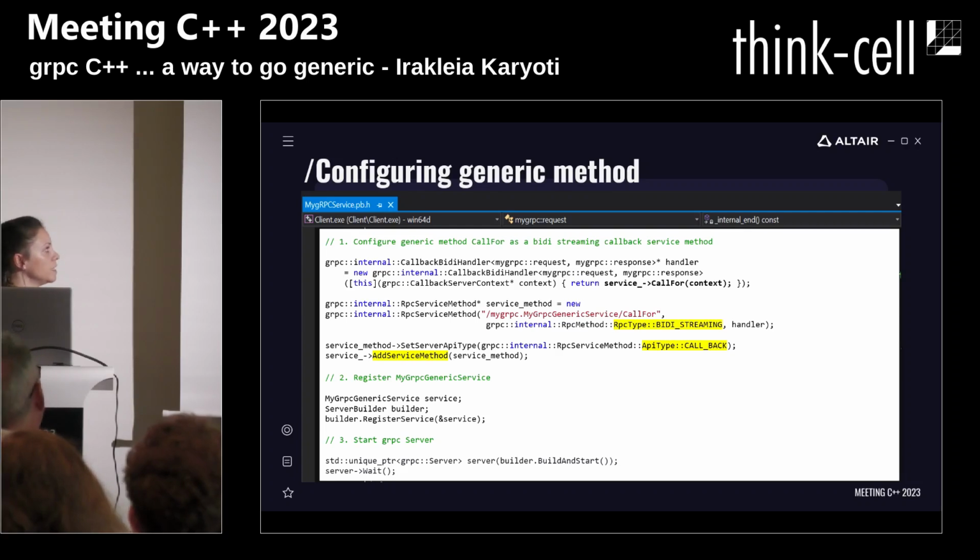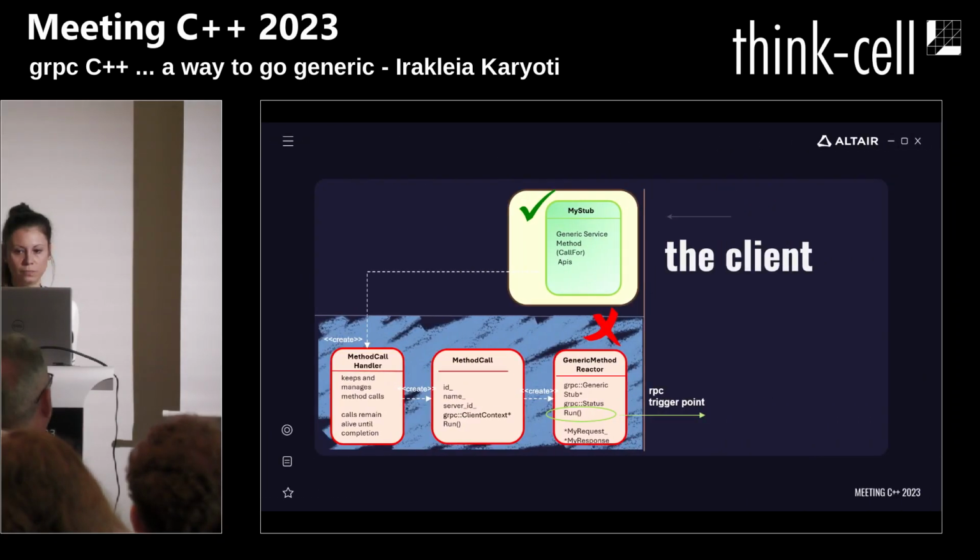Then we registered my gRPC generic service. This is the common gRPC approach through a server builder of gRPC, and we start the server the gRPC way through the builder using build and start. And next, on the client side, what we're going to expose is a stub that will group all these method APIs for call for.